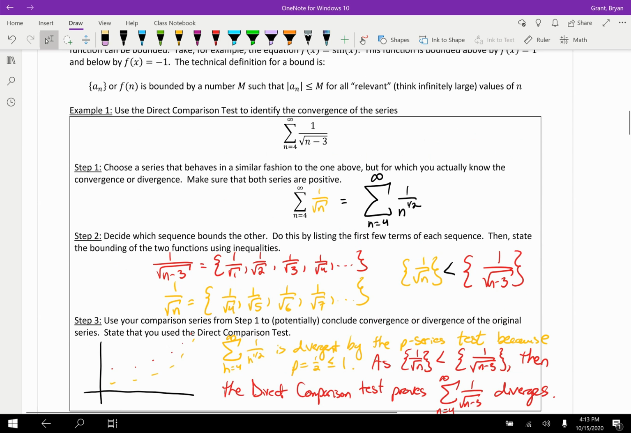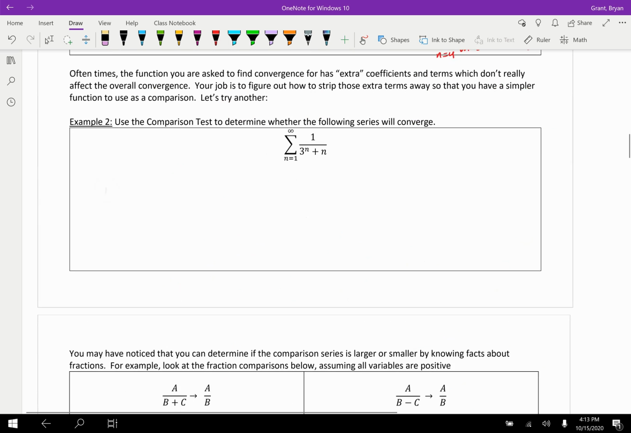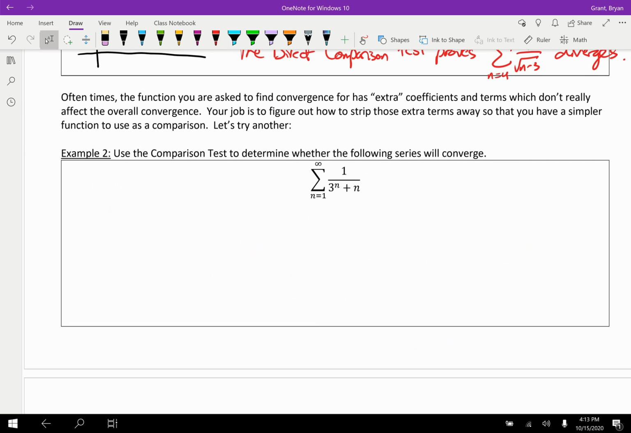You'll notice what we did when we picked a series to compare is I talked about dominance. I pretty much said, let's just compare it to something we know, and usually that has to do with just knocking off a coefficient or taking out something that's adding or subtracting. So let's go ahead and try one more. Okay. Use the comparison test to determine whether the following series will converge. Well, looking at this guy, 1 over 3 to the n plus n, I'm going to probably compare 1 over 3 to the n plus n with the series 1 over 3 to the n. I mean, that makes a decent amount of sense to me. They're pretty darn similar. In terms of dominance at infinity, this plus n isn't doing much. It's controlled by that 3 to the n, so let's take a peek.